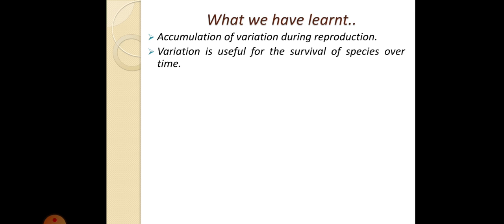In the very first class, I told you that during reproduction, variations get accumulated. Then we discussed that variation is useful for the survival of species over time. These small variations are quite useful for the survival of species, but if there is any drastic change, then it may affect the organism.